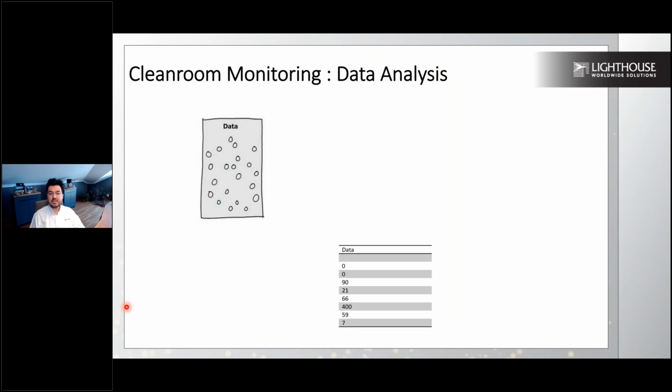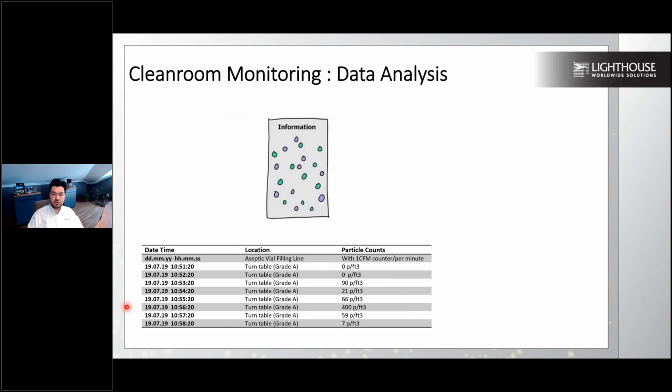For example, I'm seeing the numbers here: 0, 0, 90, 21, 66, whatsoever. What is this? Is it per minute particle data, or cubic meter particle data, or the colony forming units for active air sampling, or just data where, for example, maybe these numbers, when you take them all together, are our office phone number? So in order to make sure that these numbers are valuable for us, we need to convert this data into information.